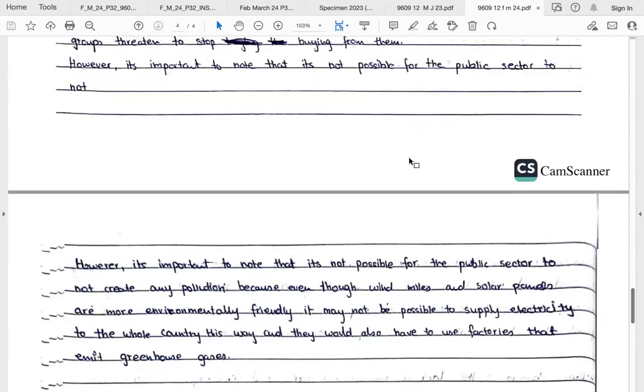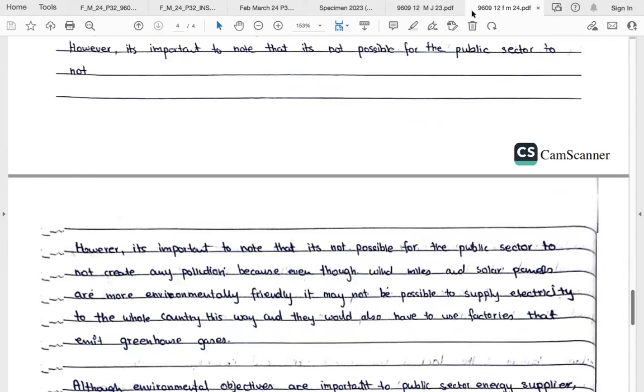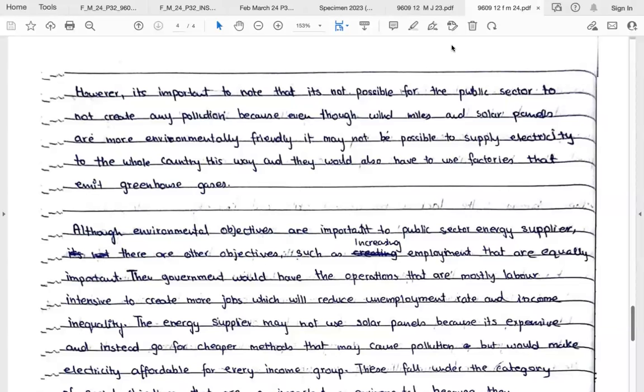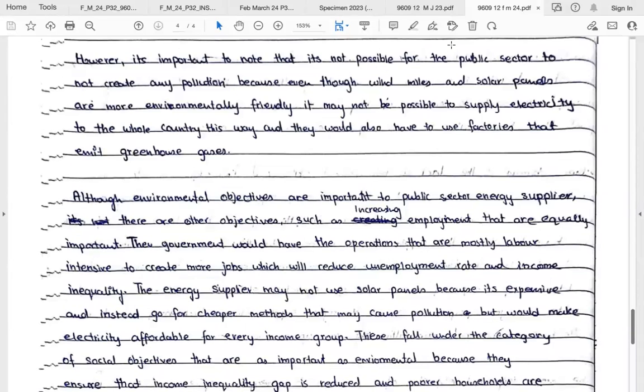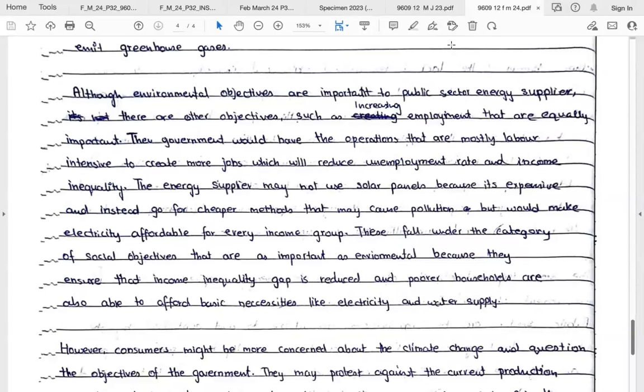However, it's important to note that it's not possible for the public sector to not create any pollution, because even though windmills or the solar panels are more environment friendly, it may not be possible to supply electricity to the whole country this way, and they would also have to use factories that emit greenhouse gases. Again, good evaluation with the contextual thing.